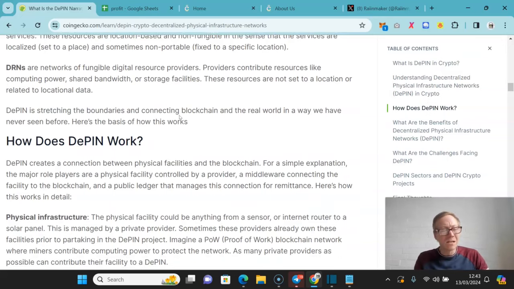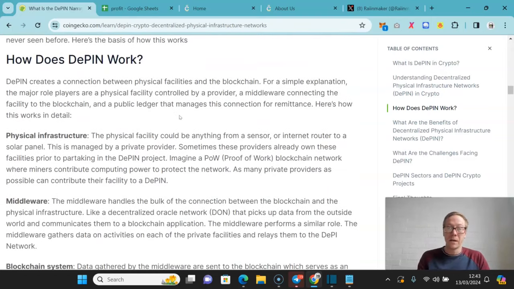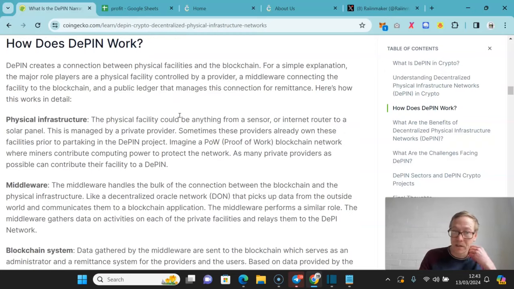So it's going to depend very much on the project you're dealing with, because some are very specific in terms of being location-based, and some are very specific in terms of not having a single location.